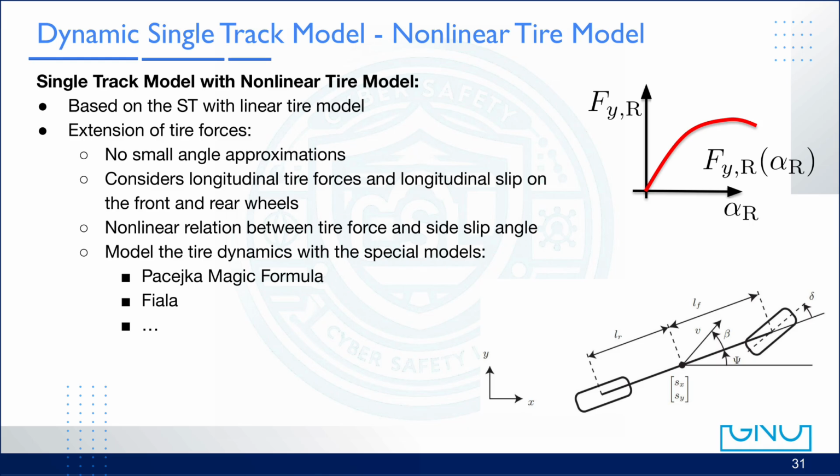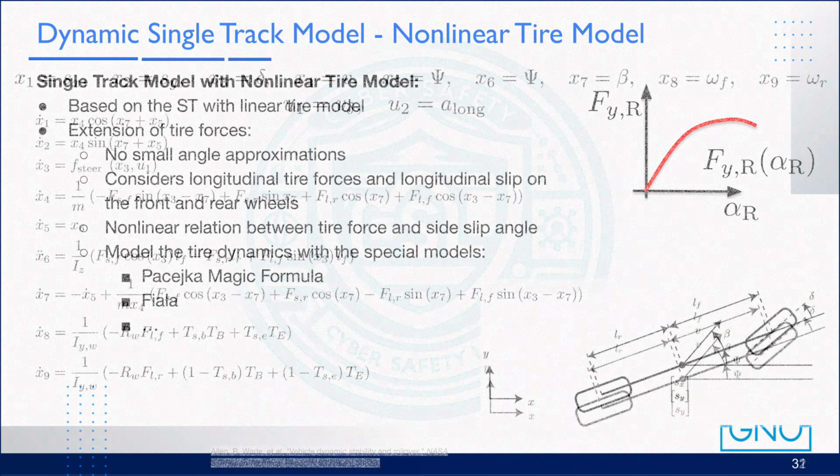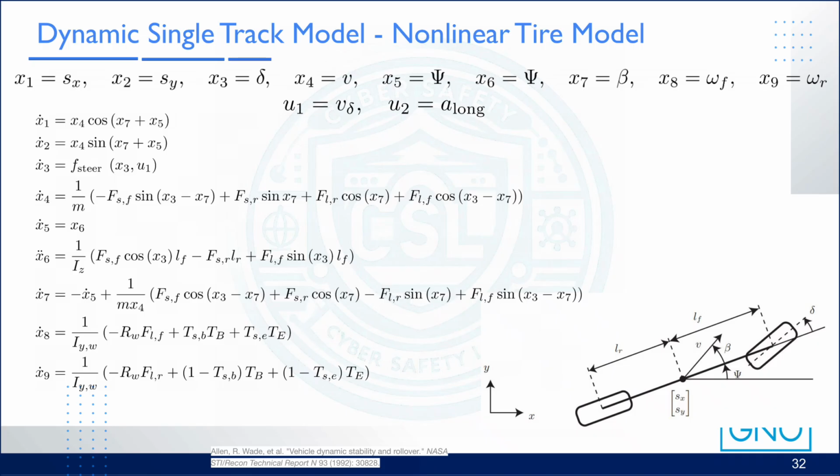The relationship between the lateral force F sub y and the slip angle alpha is now nonlinear. As shown in the graph on the right, the force increases with alpha at first, but then saturates when the tire reaches its grip limit. To describe this nonlinear behavior, we use empirical tire models such as the Pacejka magic formula or the Fiala model. These models fit real tire data mathematically, allowing us to simulate how the forces evolve with slip and load. Now let's see how this affects the vehicle dynamics.